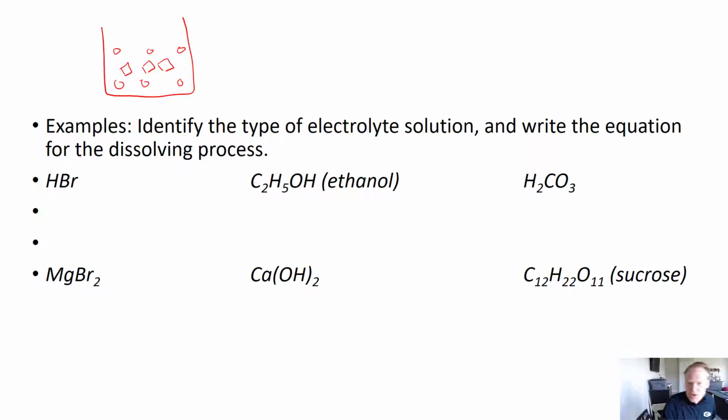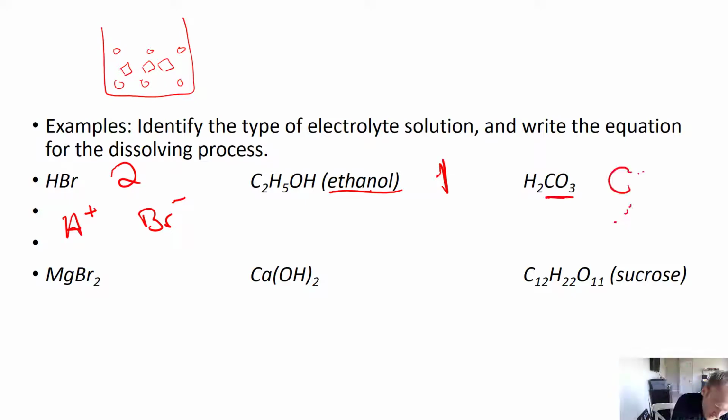For instance, HBr is a strong acid, and it will disassociate into H+ and Br-. That is 2 particles. That 2 is going to become important here when we start doing the math. All right? C2H5OH is ethanol. It's covalently bonded, and therefore it's not going to disassociate into parts, and therefore it's only going to make 1 particle. CO3 is a polyatomic ion that's going to stay together and be 1 particle.